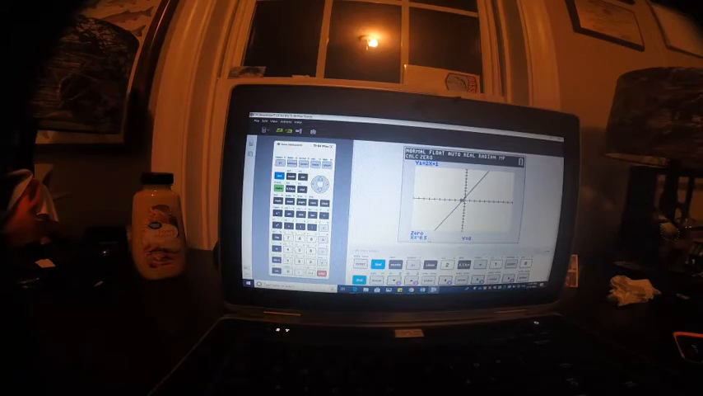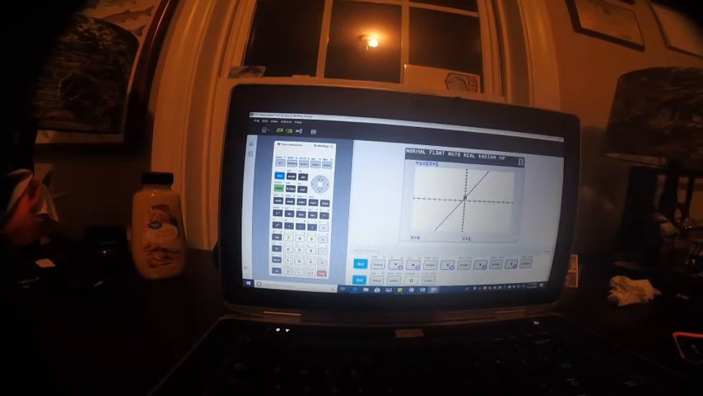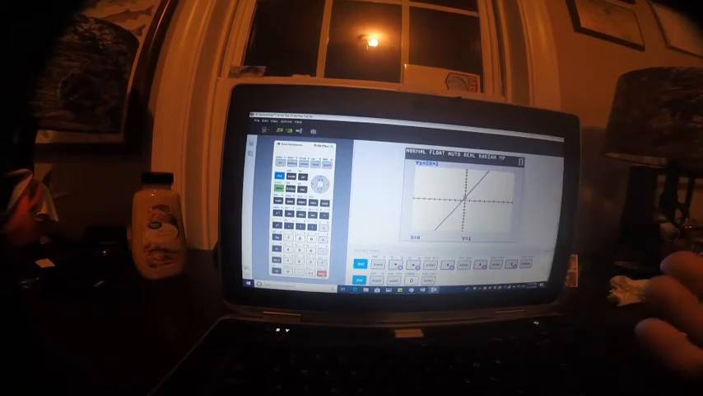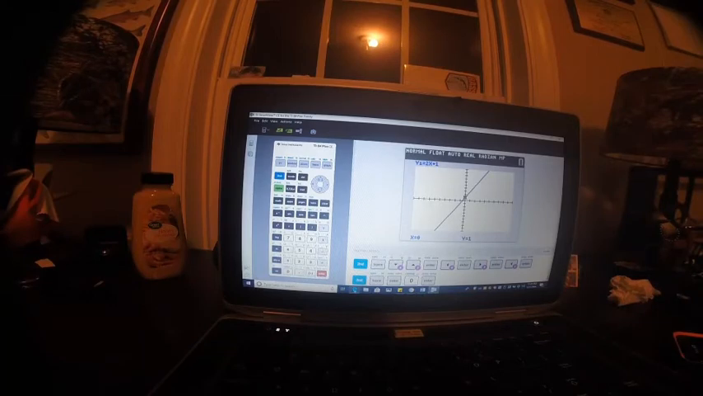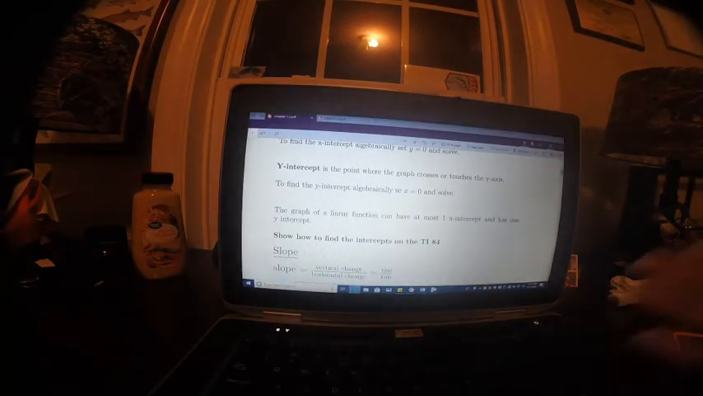Now if you want to find your y-intercept, you don't have to do second calc, left bound, right bound. Just do second calc value. Your y-intercept is where your x equals 0. So your y-intercept here is y equals 1, x equals 0. It's that simple. So you should be able to use your calculator to figure this out. It's really not hard. And that's kind of how it works.